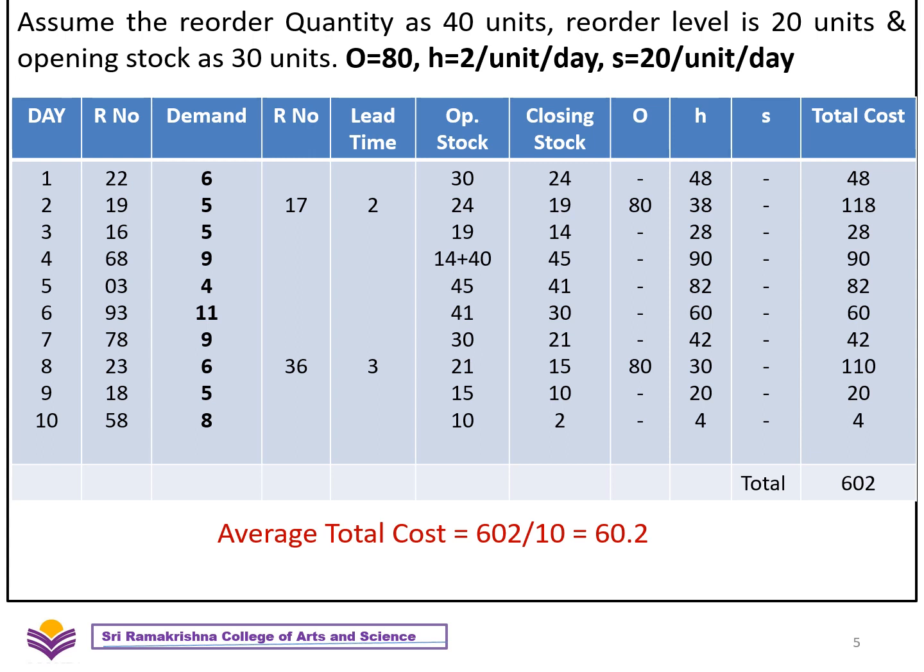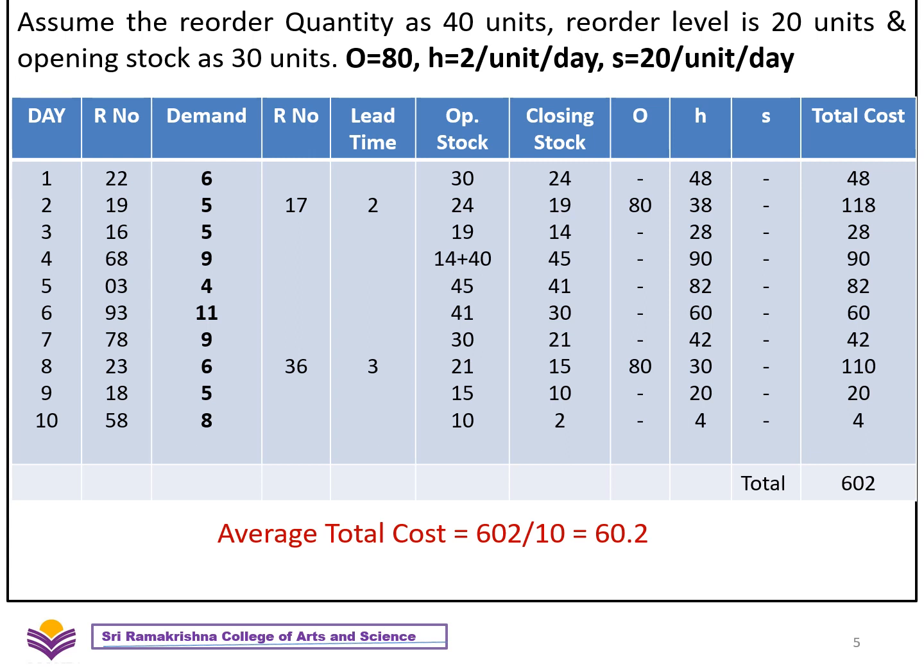When you add all the total costs, you are going to get the sum total of all the total costs as 602. Average total cost is equal to 602 divided by 10, because for 10 days we have simulated. For 10 days the total cost is 602. So average total cost is equal to 602 divided by 10, so it is 60.2. This is what they have asked in the problem: calculate the average total cost.